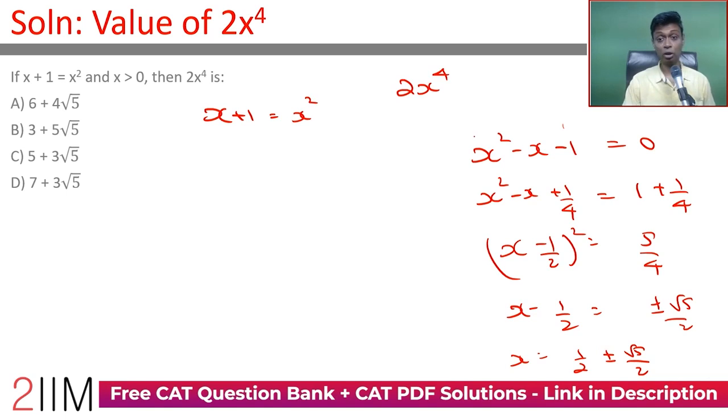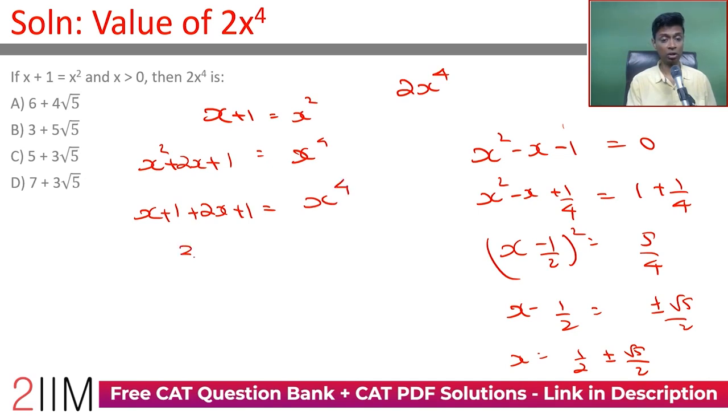And then we have to find 2x power 4. So even after you have found x, finding x square, x power 4, that's going to become trickier. So we're going to think about finding x power 4 algebraically. And we have an x square here, so square this. x power 4 equals x square plus 2x plus 1. Now x square is x plus 1. So x plus 1 plus 2x plus 1 is x power 4, or 3x plus 2 is x power 4.